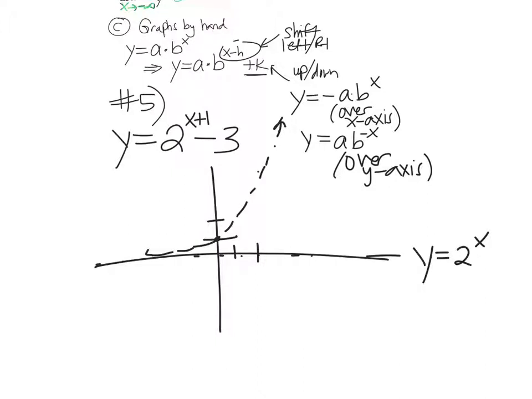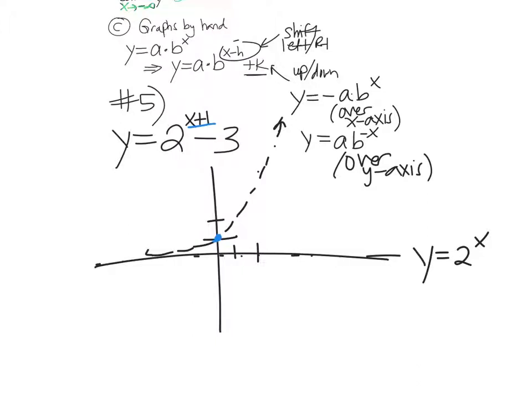Now this parent function, I'm shifting it. I'm going to move it 1 to the left and 3 down. Now look what point I'm moving. Most of the time when we've shifted things, we start at the origin and we move it, right? Like a parabola goes through the origin, basic parent function. A cubic goes through the origin, we move it. This does not go through the origin, okay? I'm shifting from the point 0, 1. And I'm going to shift it 1 to the left and 3 down.